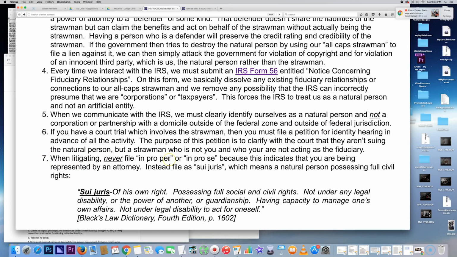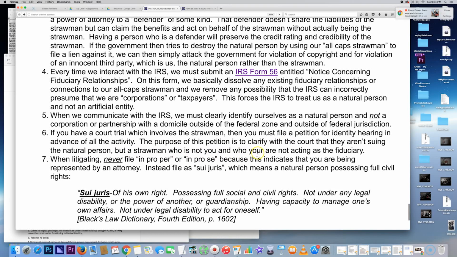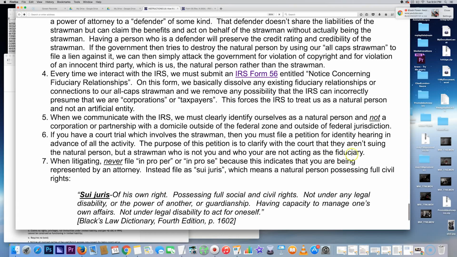If you have a court trial which involves a straw man, then you must file a petition for identity hearing in advance of all activity of the court case, of course. The purpose of this petition is to clarify with the court that they aren't suing the natural person, but a straw man who is not you and for whom you are not acting as the fiduciary.